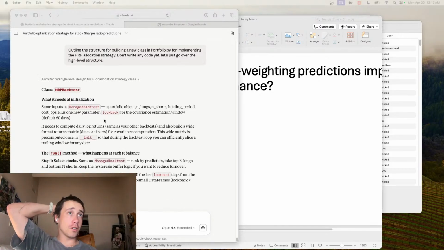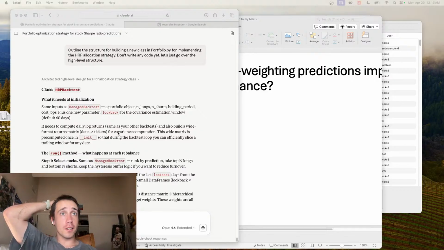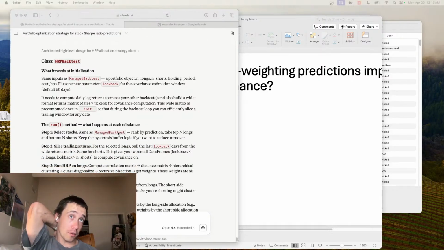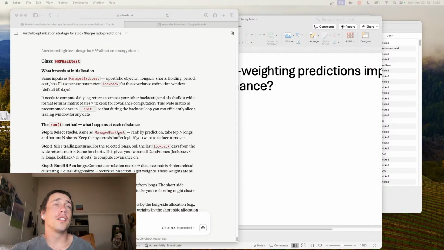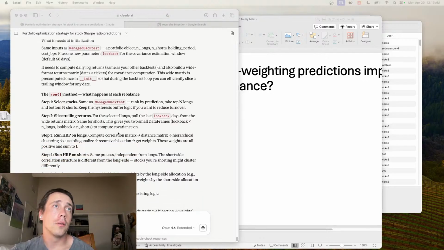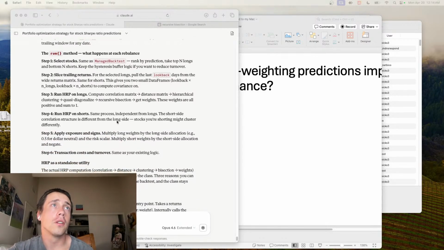What it needs at initialization. Same inputs as managed backtest, plus one new parameter: the lookback for the covariance estimation window. It needs to compute daily log returns. The run method, what happens at each rebalance: select stocks, same as managed backtest, slice trailing returns for the selected longs, pull the last lookback days, same for shorts. This gives you two small data frames to compute covariance on.